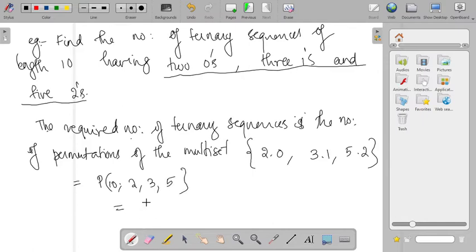So this is in the form of the second result. So you'll have 10 factorial by 2 factorial into 3 factorial into 5 factorial. So upon simplifying, you will get 2520. So this is the required number of permutations.